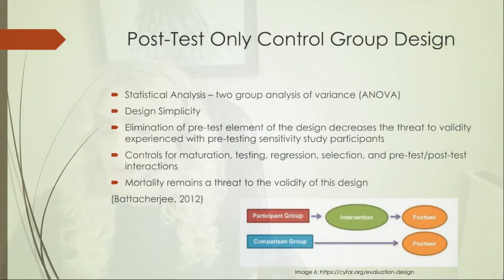Statistical analysis is by an ANOVA, so two-group analysis of variance design. It is a simple design in nature. Eliminating the pre-test element of the design decreases the threat to validity experienced with pre-testing sensitivity we see in some study participants. This does control for maturation, testing, regression, selection, and pre-test, post-test interactions. And mortality does remain a threat to the validity of this design, as said a few slides ago in the pre-test, post-test as well.